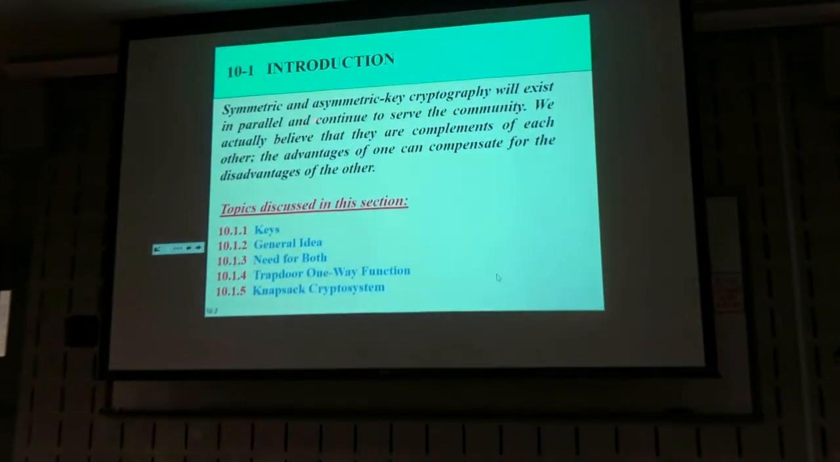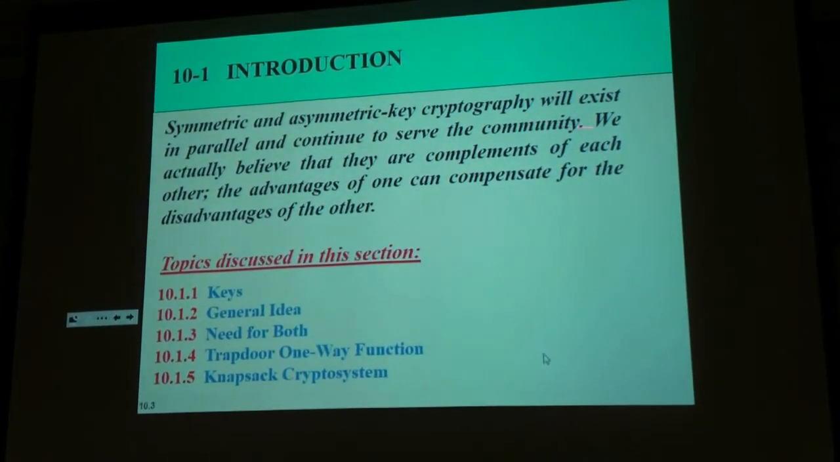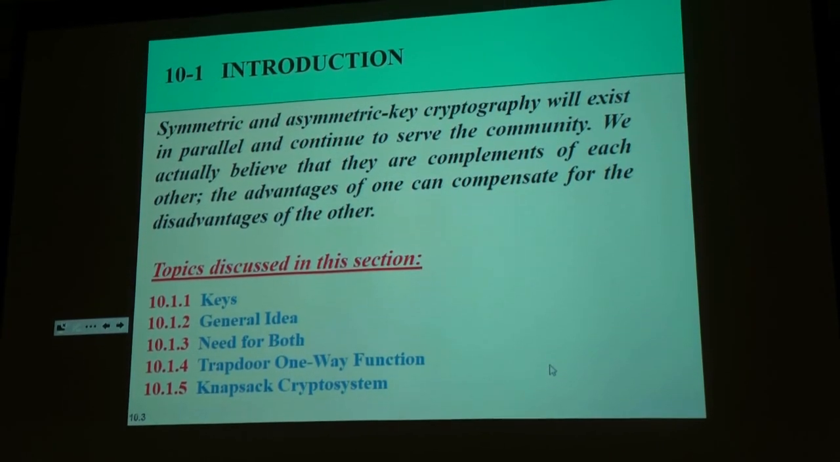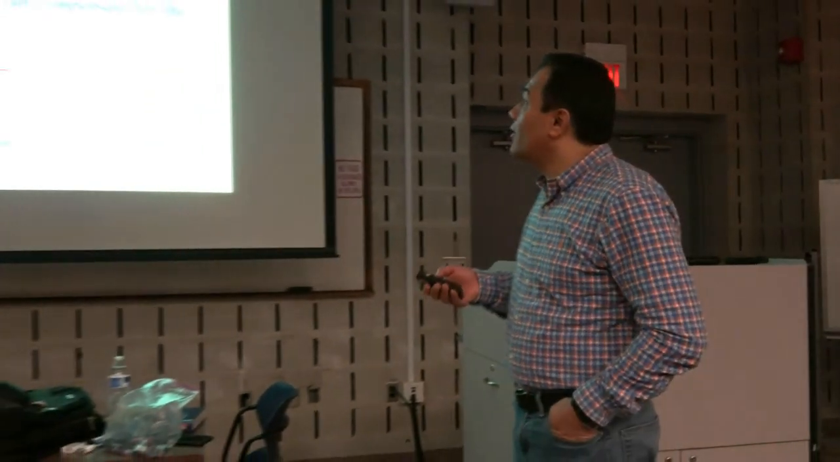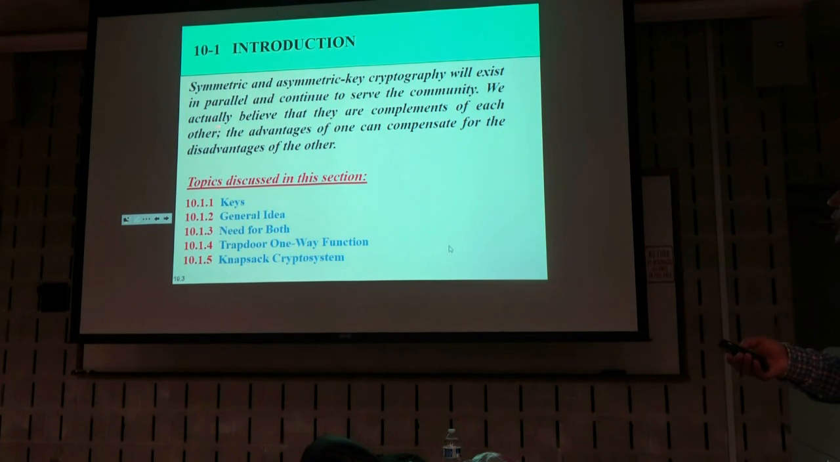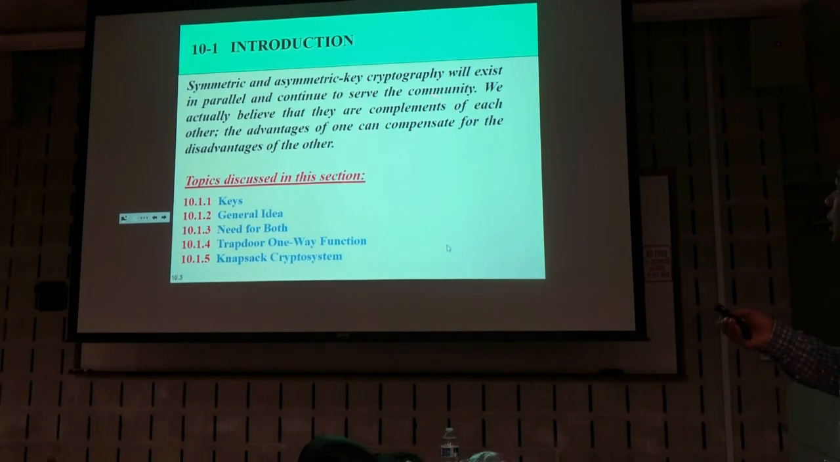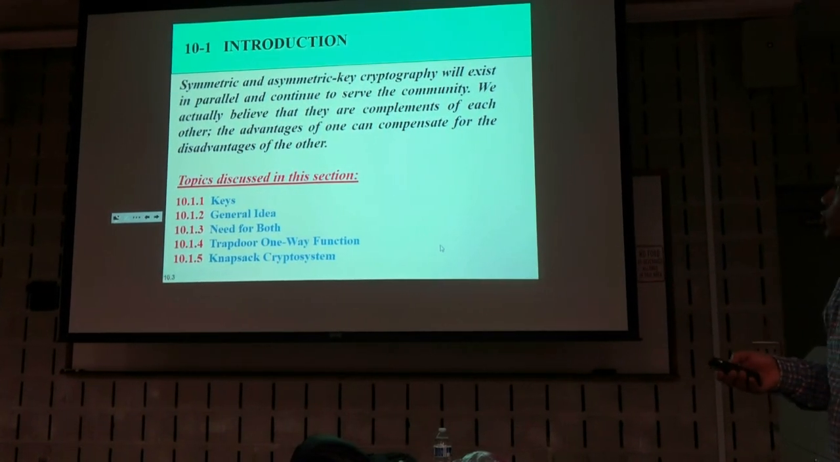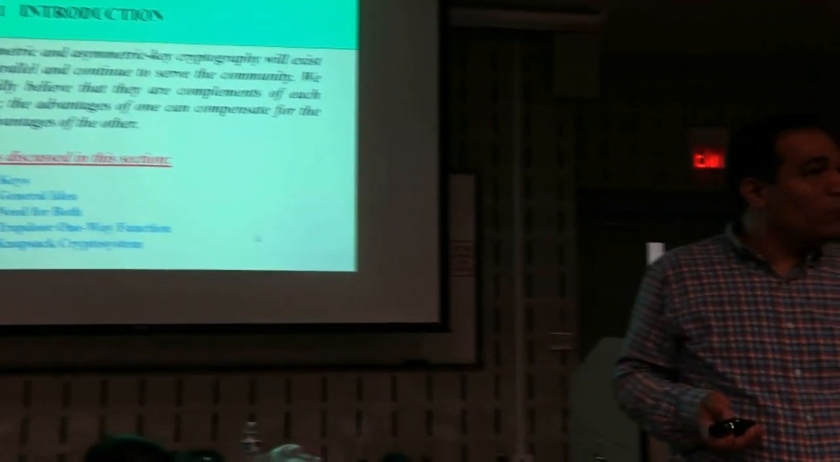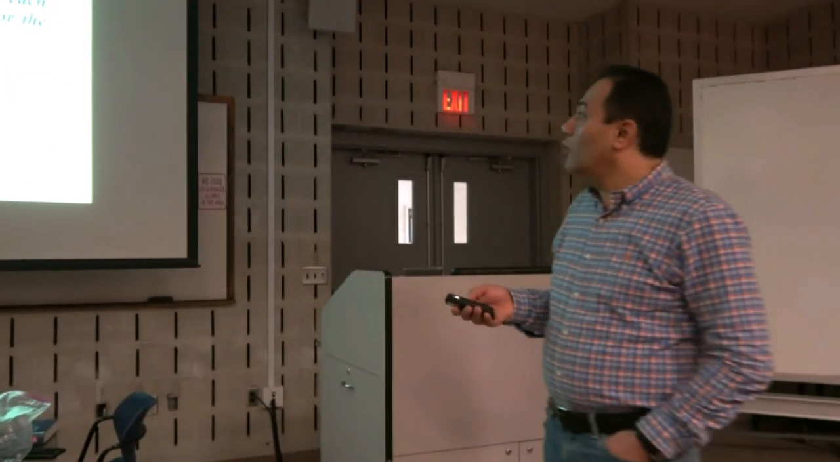So symmetric and asymmetric key cryptography will exist in parallel. There is nothing called old technology and new technology. They exist in parallel and have different applications. We use them all together all the time and continue to serve the community. We believe they complement each other. The advantage of one can compensate for the disadvantage of the other one. We'll see that.